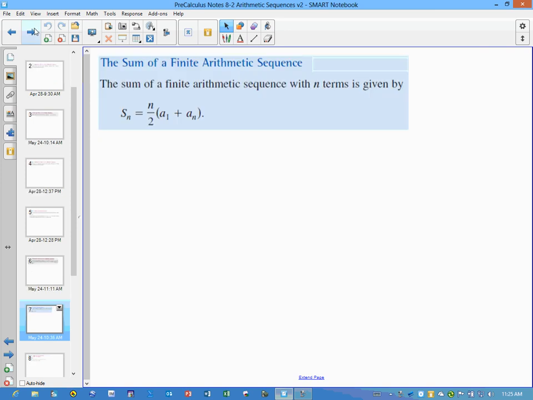All right, let's look at the sum of a finite arithmetic sequence. If your sequence is arithmetic, then you can find the sum of all of the terms for that finite sequence by using this formula. The sum of the n terms is going to be n, the number of terms you have, divided by 2, times the sum of the first term and the last term. a sub 1 would be your first term, a sub n would be your last term. When we get to math induction, we'll show a proof of this, but for now we're just going to use the formula.